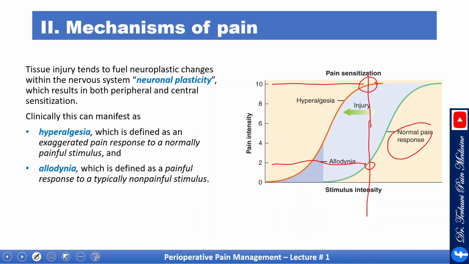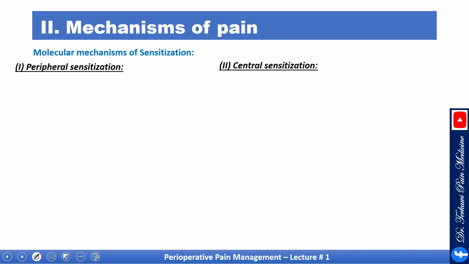So, for example, if you have a stimulus right there, it usually should not be painful. But in this patient, it is painful. This is called allodynia. So understand the difference between hyperalgesia and allodynia. Now, at the molecular mechanism of sensitization, we have two types of sensitization: peripheral and central. Let's learn the difference between them.